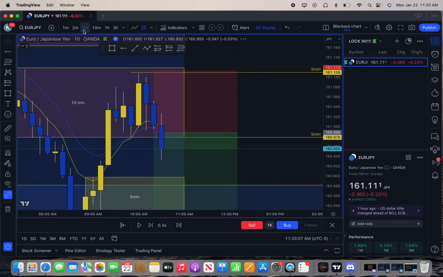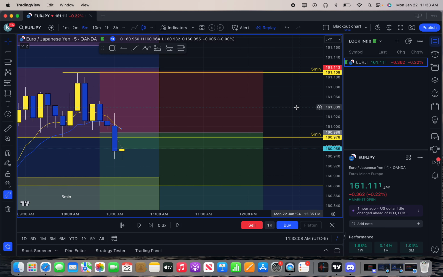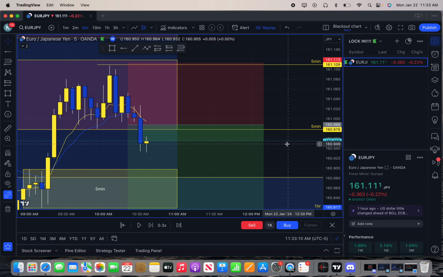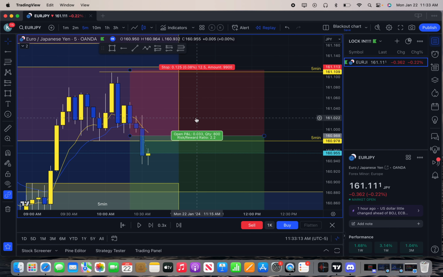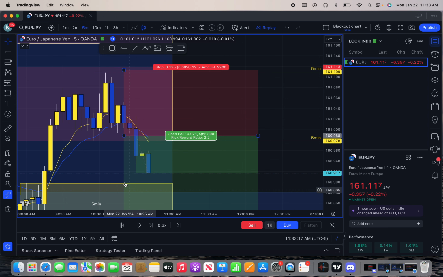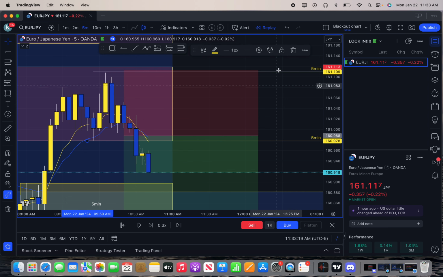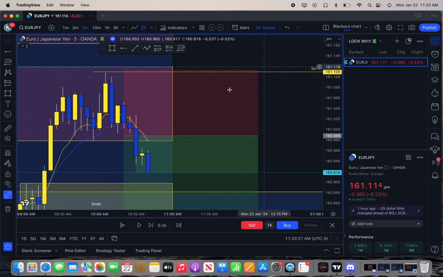So let's go to the 5 minutes to see where we can manage price. Right. So on the 5 minute, we see that price broke here. It wicked below. Let's see if we get a high probability. Boom. Now we have high probability 5 minute structure. So I can get rid of that and I can draw this zone.